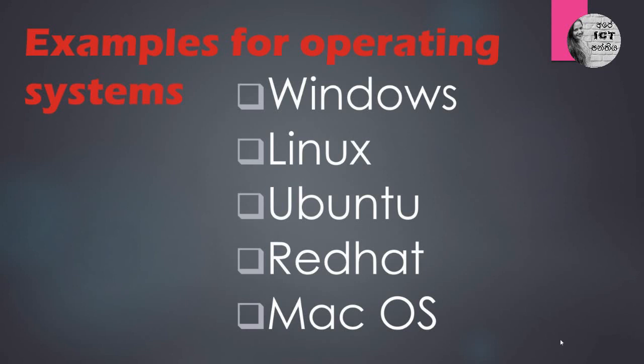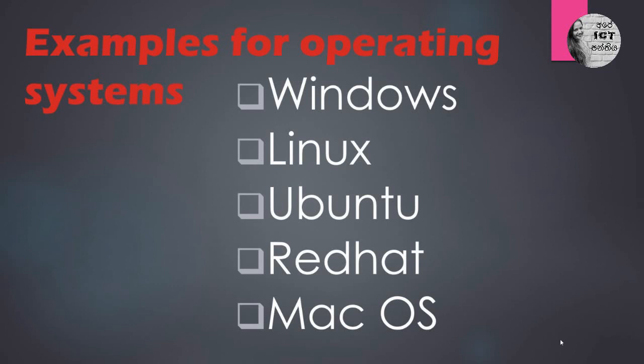So there are different types of operating systems designed for computers and designed for phones. In this lesson, you are going to learn examples of operating systems for computers.